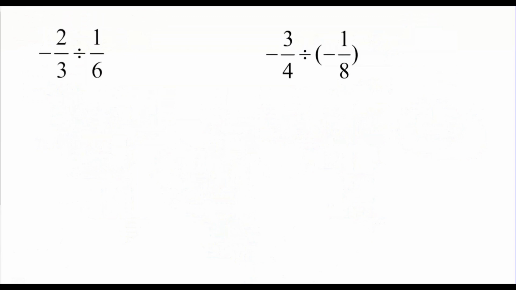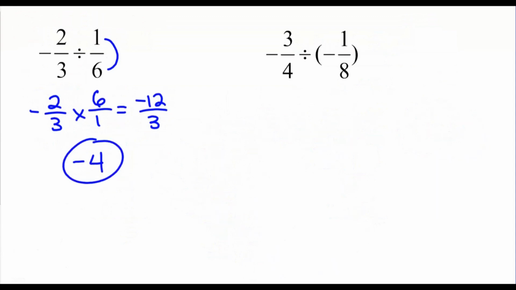Negative 2/3 divided by 1/6. This is equivalent to negative 2/3 times the reciprocal of 1/6, which is 6/1. Now this is a multiplication problem, so we're really just multiplying, and top times top, negative 12, bottom times bottom, thirds. Negative 12 thirds, which simplifies to negative 4, and that's our result.